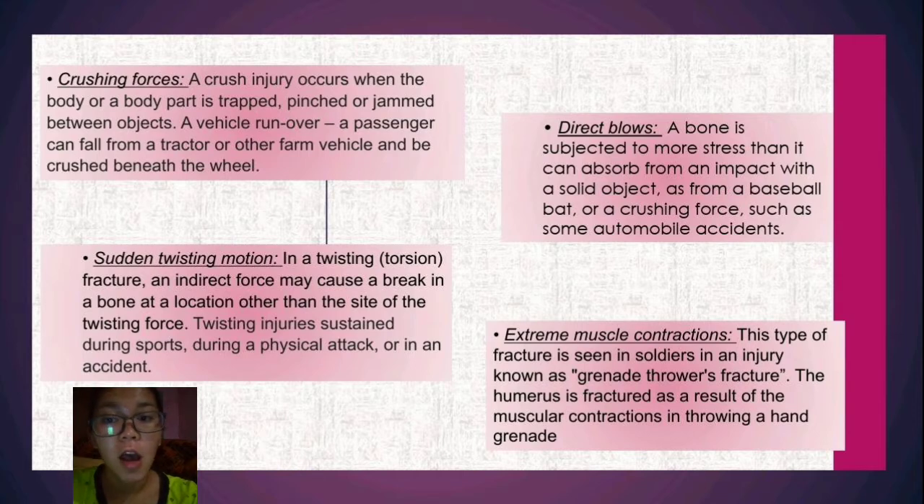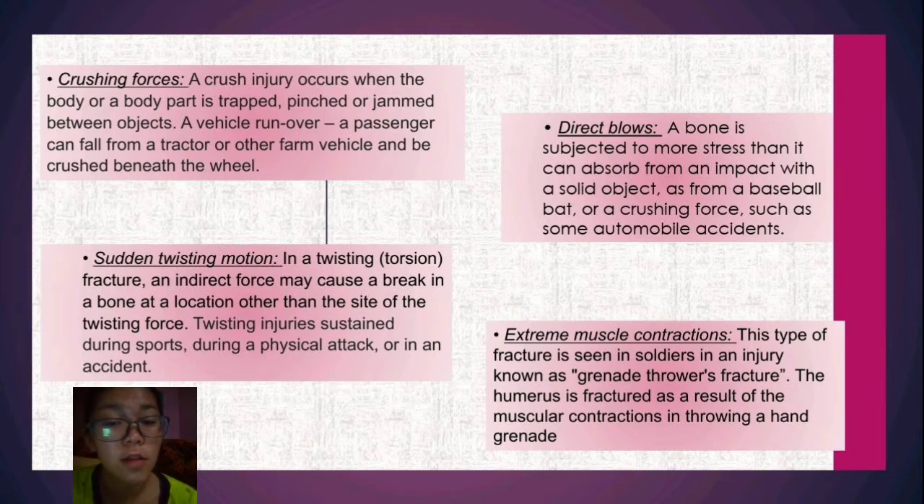Crushing forces. A crush injury occurs when the body or a body part is dropped, pinched, or jumped between objects. A vehicle can run over a passenger, or a person can fall from a tractor or other farm vehicle and be crushed beneath the wheel. A crush injury occurs when force or pressure is put on a body part. This type of injury most often happens when part of the body is squeezed.